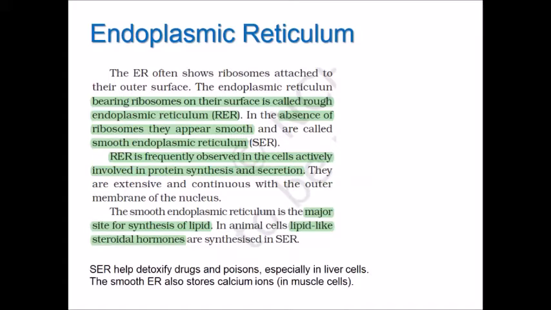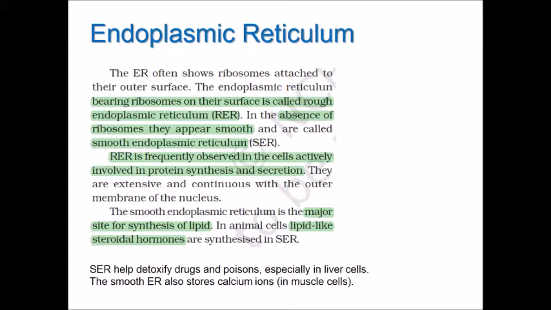So can someone tell me why is it called rough and smooth? Rough because ribosomes are attached on it. Yeah. Both of you are right. It is called rough because ribosomes are attached to it. So when you look at it under the microscope, it appears rough. But smooth does not have any ribosomes attached to it. Because of absence of ribosomes, they appear smooth under the microscope, and that is why it is called smooth endoplasmic reticulum. So we'll be discussing the functions of each of these.